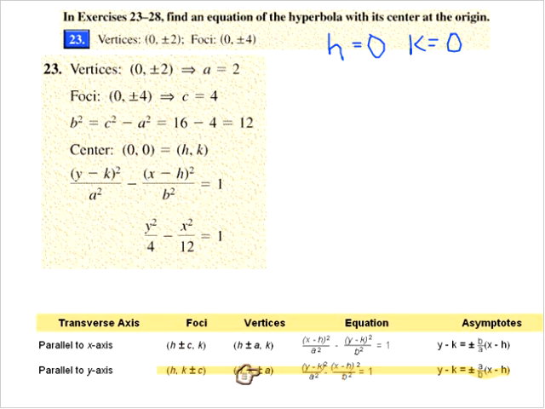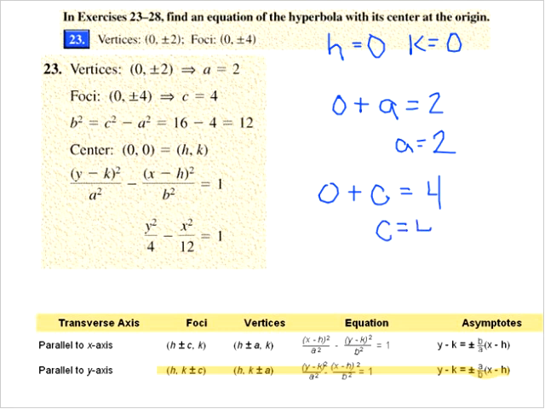Let's find a first. I know k is 0. So 0 plus a equals my vertices. If I'm adding, you think it'd be the larger of the two vertices, so a is +2. So a is 2. And to find c, we know k is 0. And c is referring to our foci, and for adding we want the positive value, so c is 4.